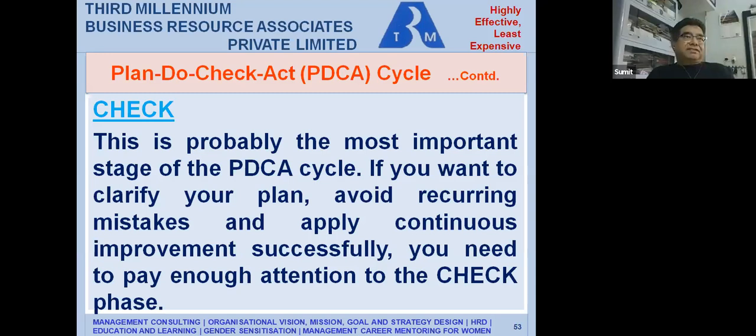If you want to clarify your plan, clear it, avoid recurring mistakes, and apply continuous improvement successfully. And to do this, you have to pay enough attention to the check phase. Otherwise, how will you know whether the same mistake is being repeated or not? You can't go slow here. You have to continuously check whether the mistakes are getting less and less and less. And particularly, recurring mistakes are not happening.